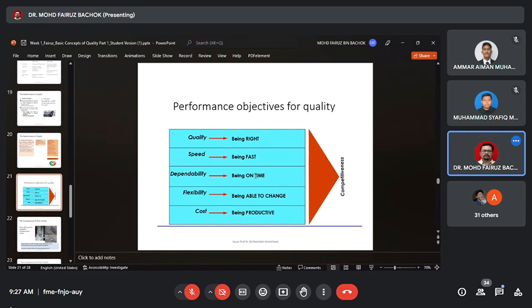But AirAsia is not on time, but the criteria is low fare. So AirAsia does not put being on time as their criteria, but they put their fare as their criteria. Low cost, as a quality criteria.